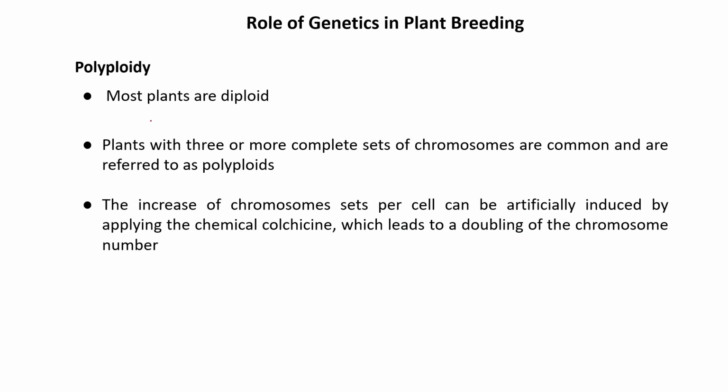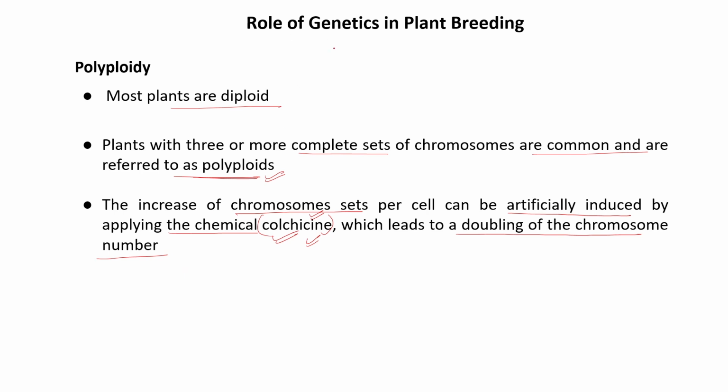Next, polyploidy. Most plants are diploid. Plants with 3 or more complete sets of chromosomes are common and are referred to as polyploids. So the increase of chromosome sets per cell can be artificially induced by applying the chemical colchicine. So this is very, very important. You can increase the ploidy of a particular plant by applying this chemical colchicine, which leads to doubling the chromosome number.